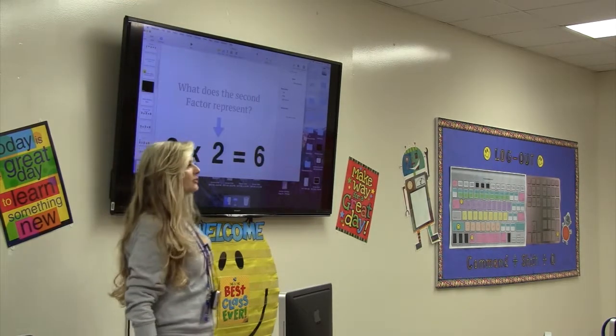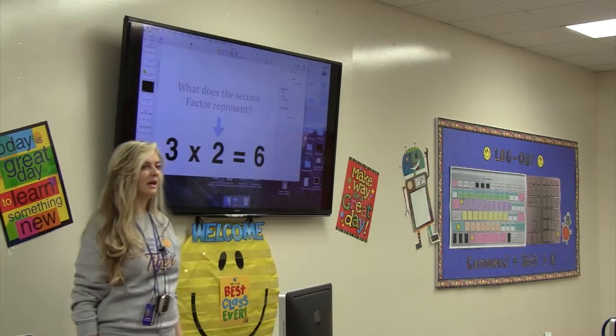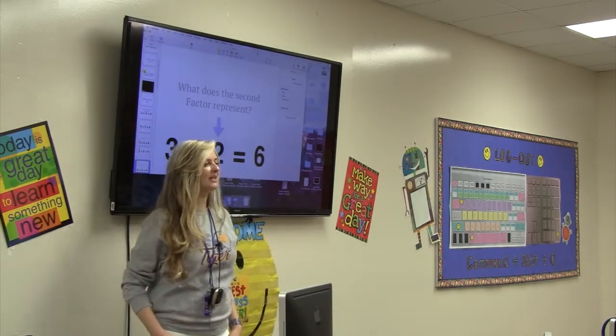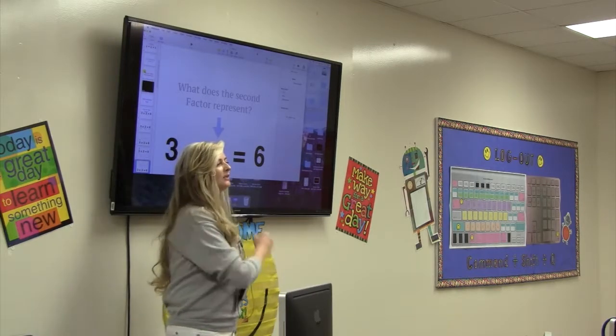Moving on. What does the second factor represent? Everybody. The number in each group. Oh yeah, let's do it together. The second factor represents how many are in each group.